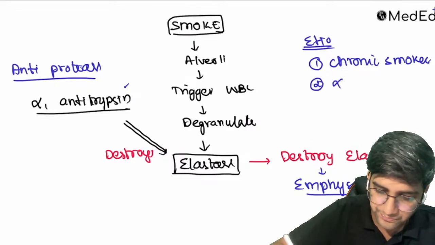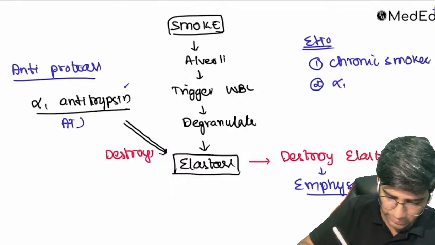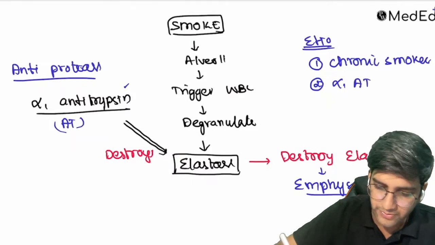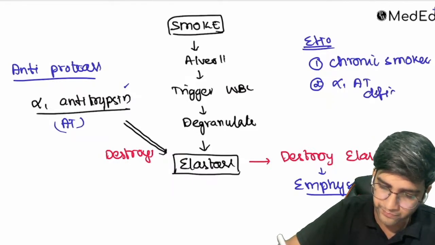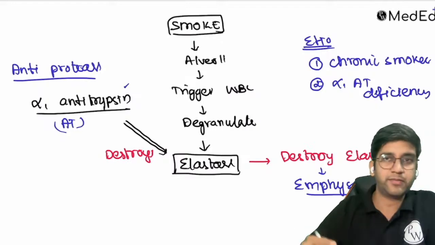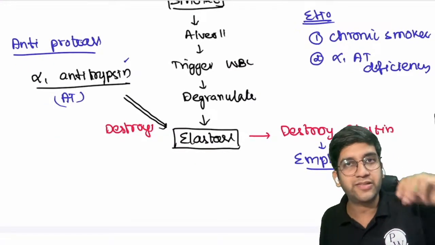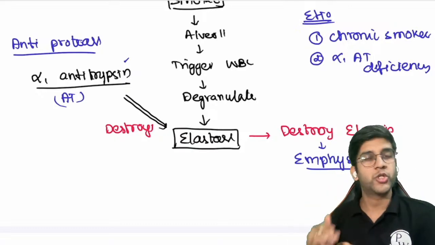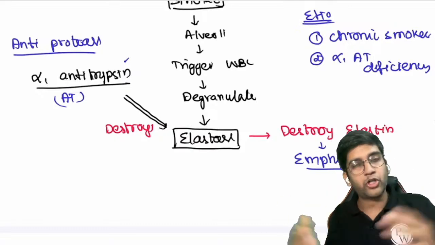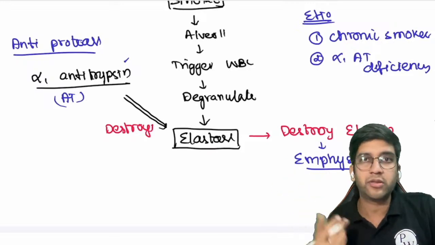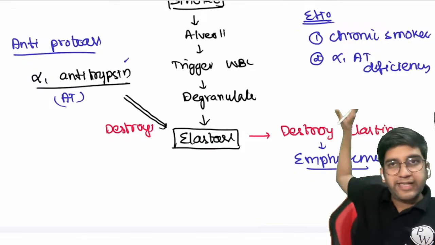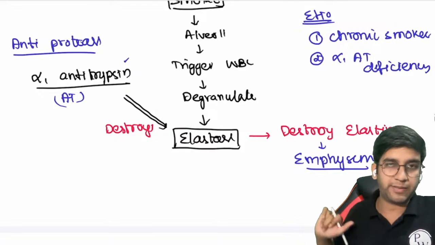Second is, I will use AT for antitrypsin, alpha 1 antitrypsin deficiency. As simple as that. Either I smoke a lot and make sure my antitrypsin levels are saturated and destroyed, or there's no antitrypsin, and automatically even normal pollution can result in emphysema, right? That is my etiology related to the normal pathogenesis, right?